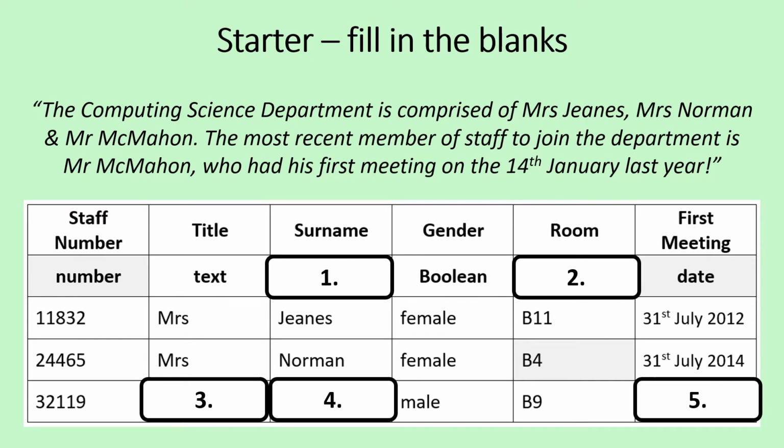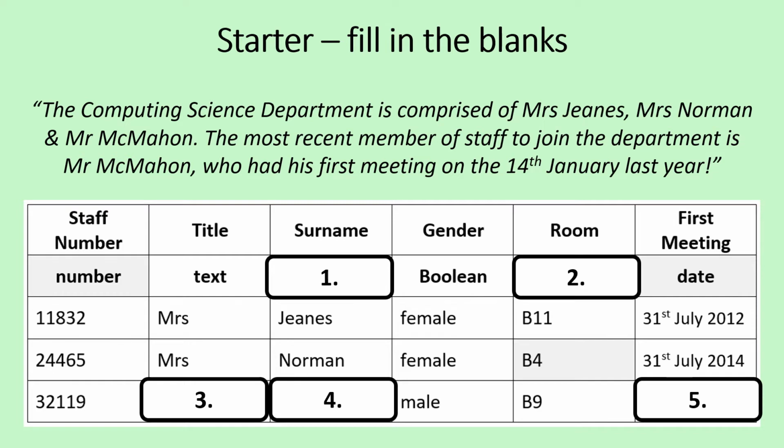So what you'll have to do is read the paragraph. So the computing science department is comprised of Mrs. Jeans, Mrs. Norman and Mr. McMahon. The most recent member of staff to join the department is Mr. McMahon, who had his first meeting on the 14th of January last year. Now with that information, I want you to complete this table.